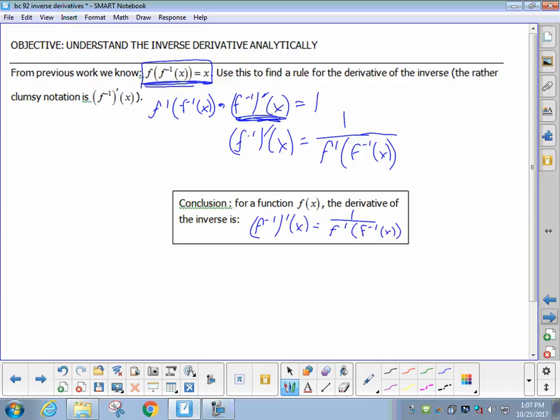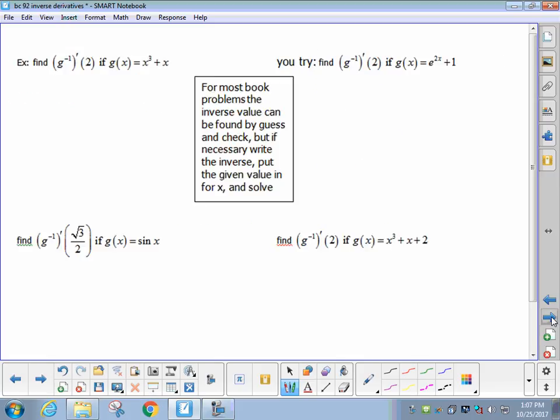Okay. You with me? Now let's see how this works. If I asked you to find the inverse derivative at 2, given the function, this is the thought process I might go through. The derivative of the inverse, ironically, you don't really need to find the inverse to do this. I can just say I know that this is 1 over the normal derivative at the inverse at 2.